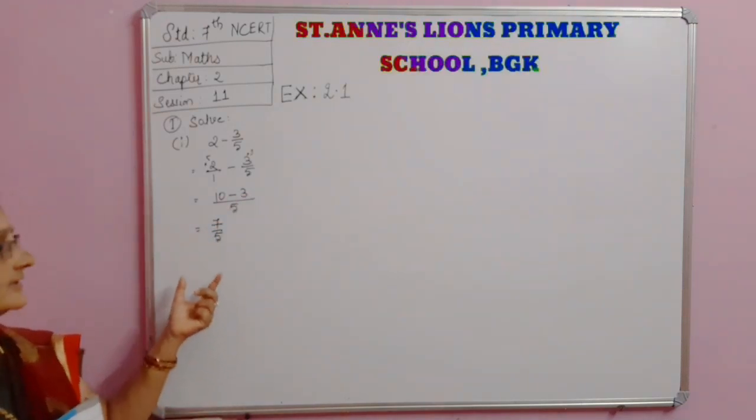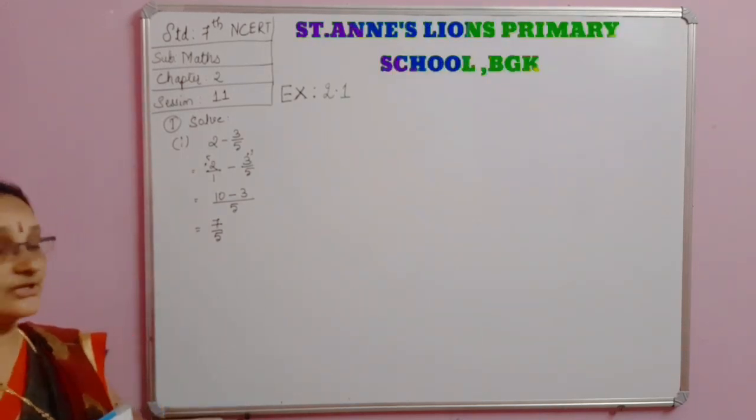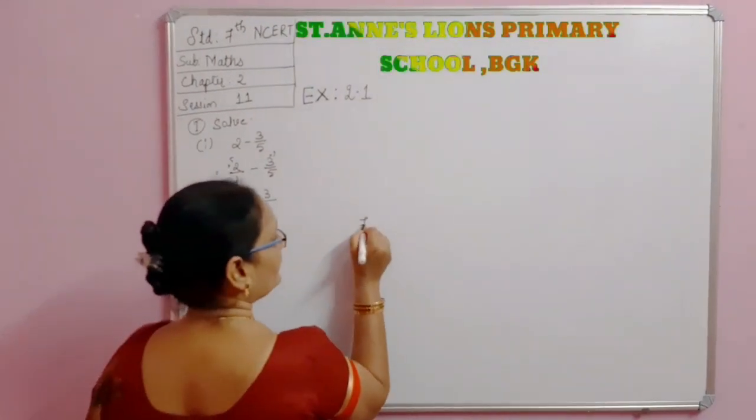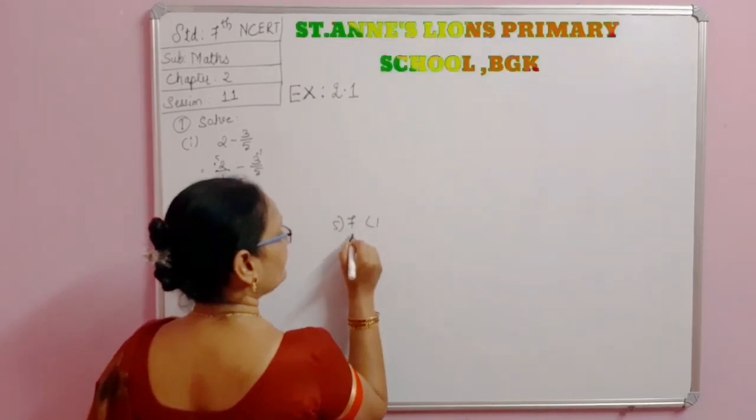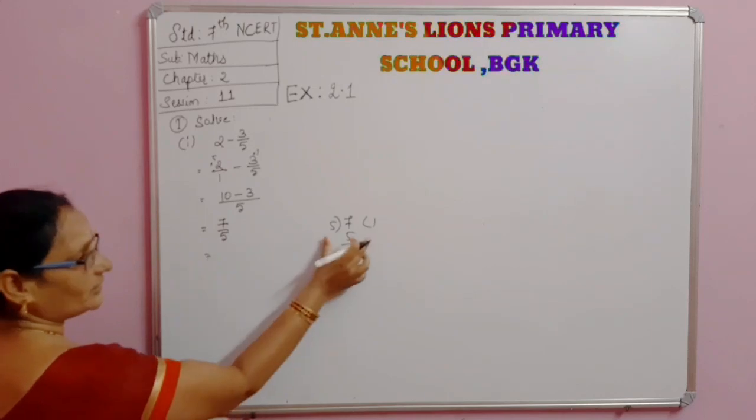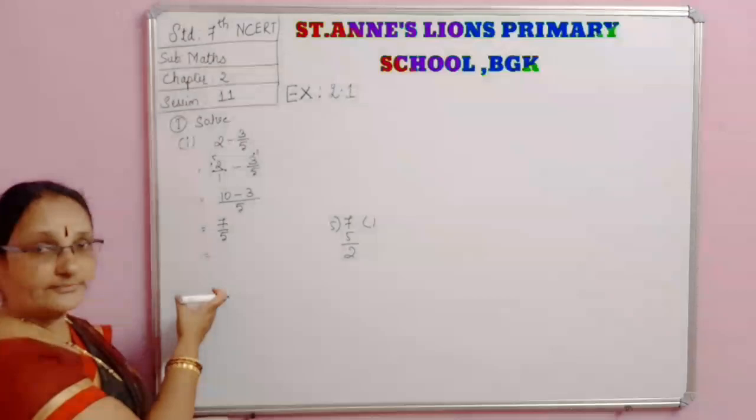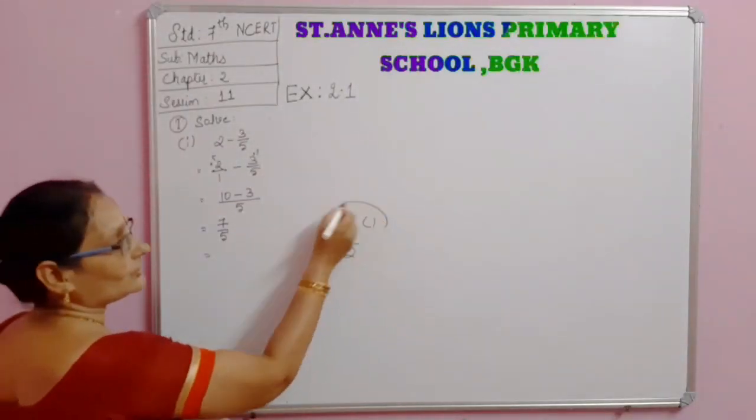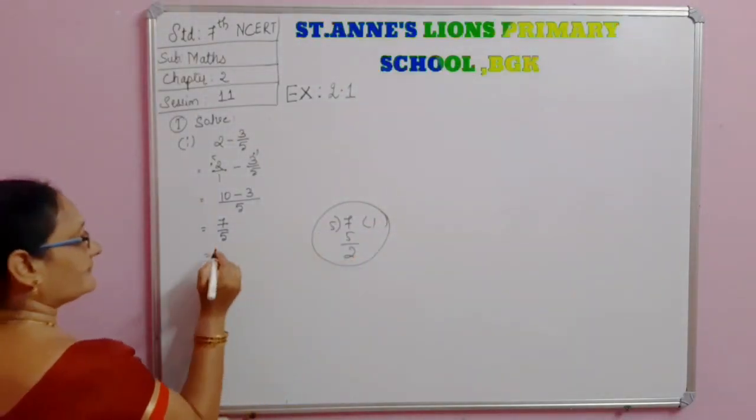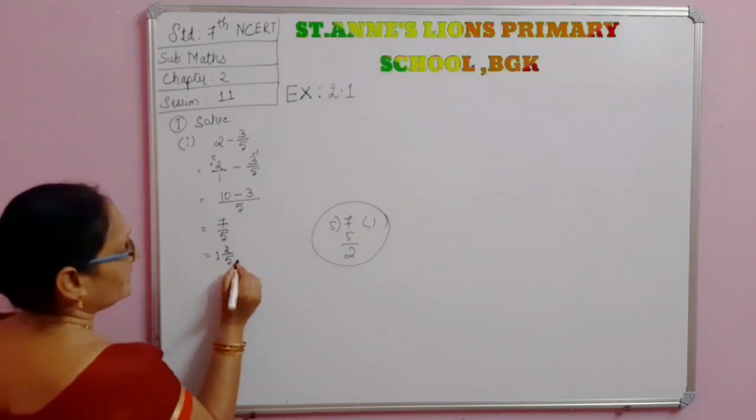7 by 5 is an improper fraction. This can be written as a mixed fraction. How? See here, you just divide. In the working column, you divide 7 by 5. 5 ones are 5, here 2 remain. 1 integer 2 by 5. This is the method of finding. Some of you may know to write directly, but some of you don't know. If you don't know, you have to divide like this in the working column and then get the answer. 1 integer 2 by 5. This is the answer.